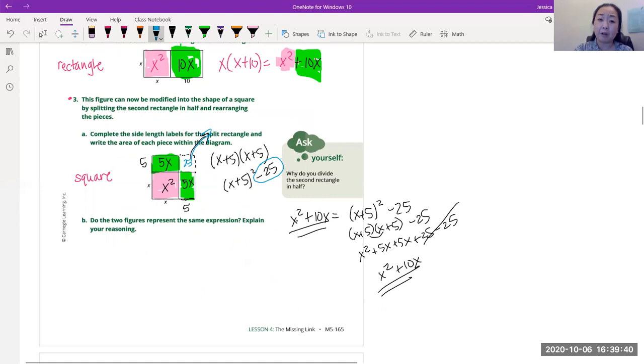But let's see if they actually are algebraically. So x squared plus 10x is equal to x plus 5 squared minus 25. That's this guy right here. We're saying this guy that represents this area should represent this area, which it should. Do you see the colors where they're represented? Okay, so let's find out.